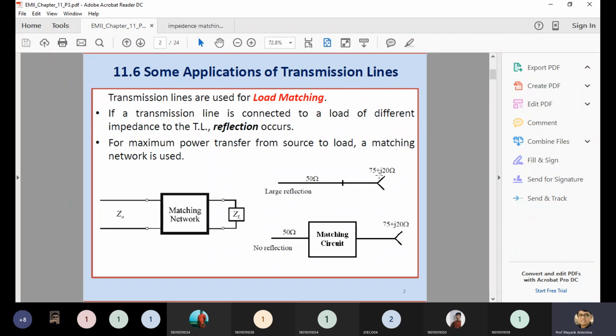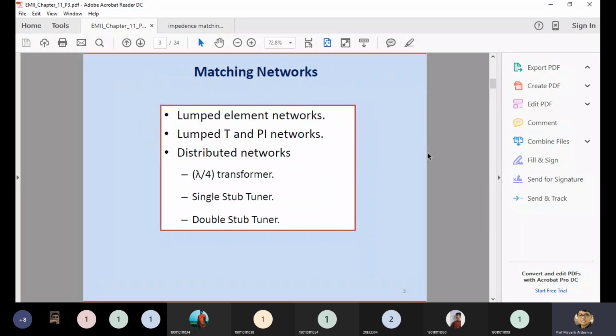This matching circuit is nothing but either different wires, or stubs, or transformer matching, or baluns. There are so many techniques which may be utilized for the matching circuit here. So these are some different matching networks.